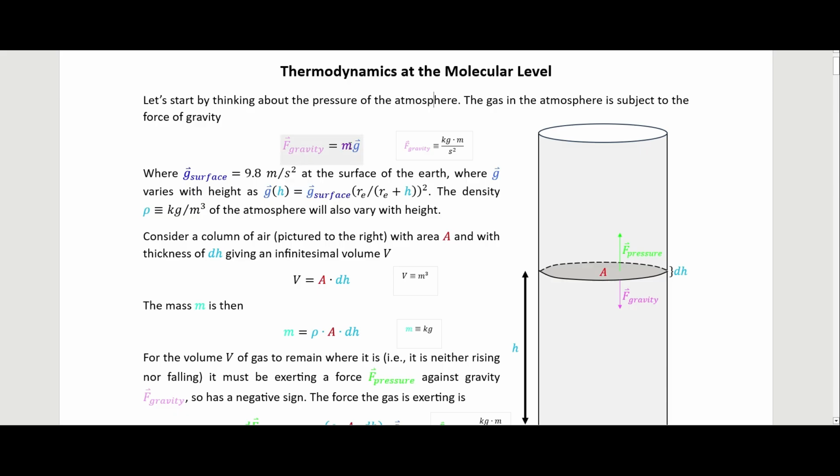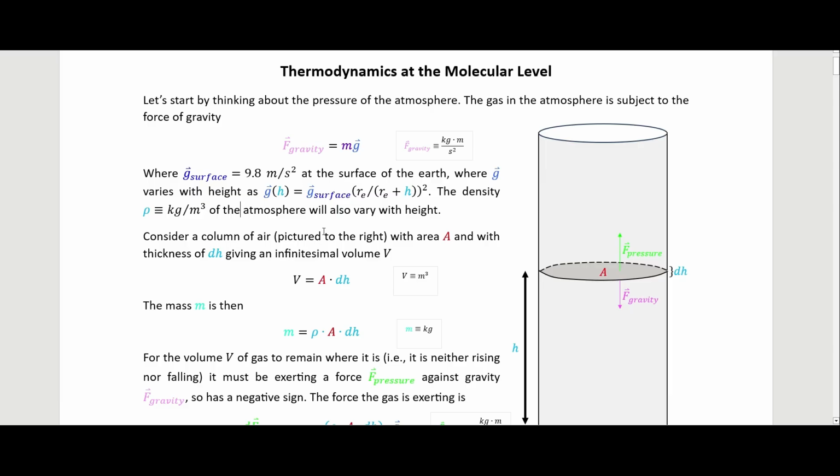So the gas in the atmosphere is subject to the force of gravity, where the force of gravity is equal to the mass times the acceleration due to gravity, which is about 9.8 meters per second squared at the surface of the Earth, where this g, this acceleration due to gravity, varies with height. So the higher up you go, the weaker it's going to be. The further down you go, the stronger it's going to be. And so the density, which is going to be represented by this Greek letter rho here and has the units of kilograms per meters cubed, will also vary with height.